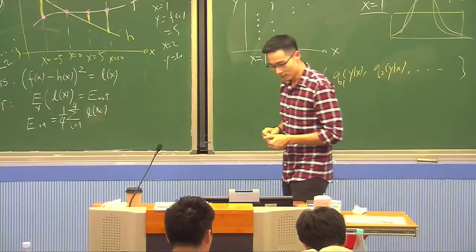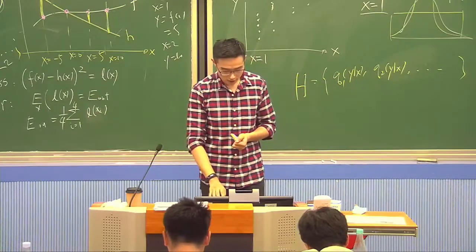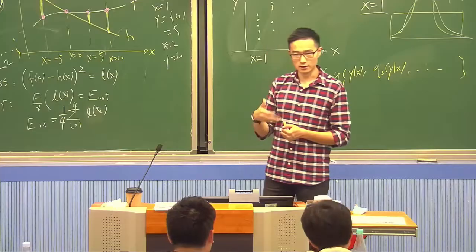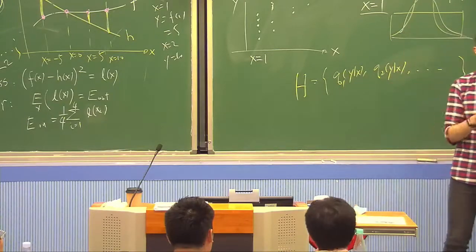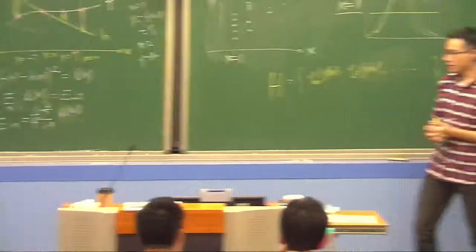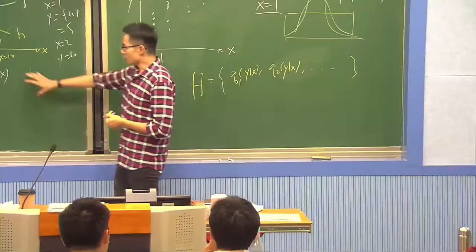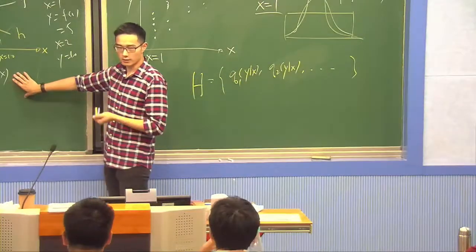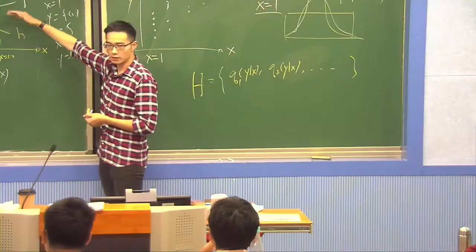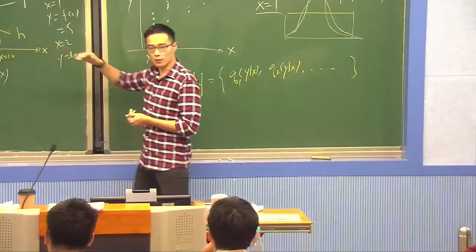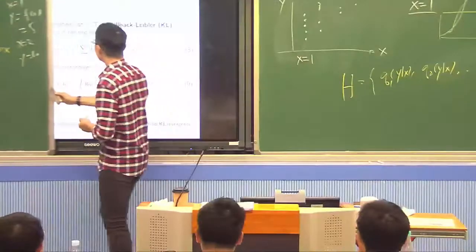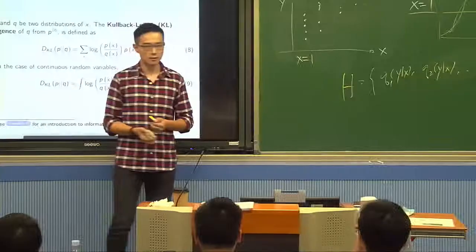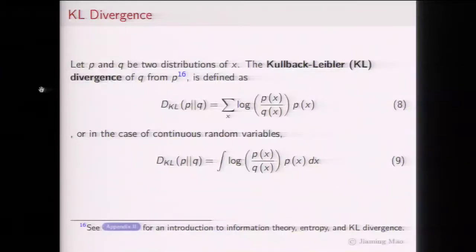So I'm going to spend some time to introduce essentially a common measure of distance or difference between two probability distributions. Here, the L2 loss function is used to measure difference between functions. When it comes to probability distributions, we are going to use something called KL divergence.